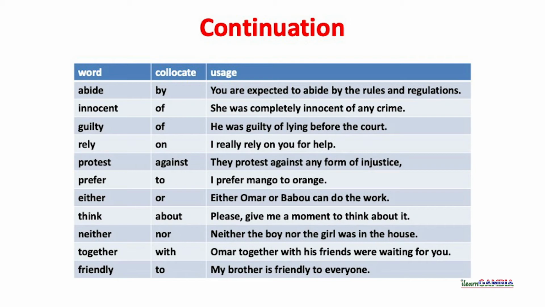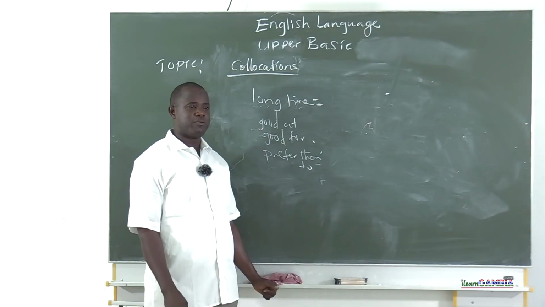So we move on. Either or. Either of course goes with or. We say either Omar or Babu can do the work. Think about. Please give me a moment to think about it. Neither the boy nor the girl was in the house. Omar together with his friends were waiting for you. Friendly to. My brother is friendly to everyone. So you can see all these words can collocate.